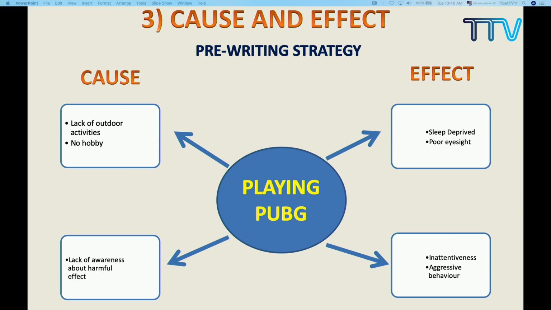Now, as far as cause and effect is concerned, this is one kind of pre-writing strategy: multiple web links. In the center, what do we have? We have playing PUBG. So that is the topic. On that topic, I can either write on the causes or I can write on the effects. So playing PUBG, we can write why people play PUBG. That is, I'm talking about the causes.